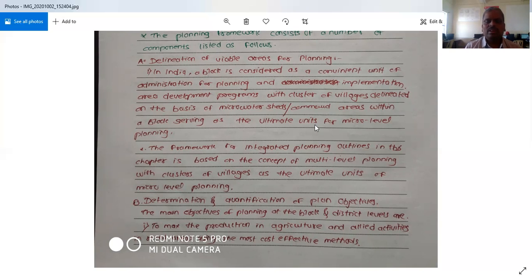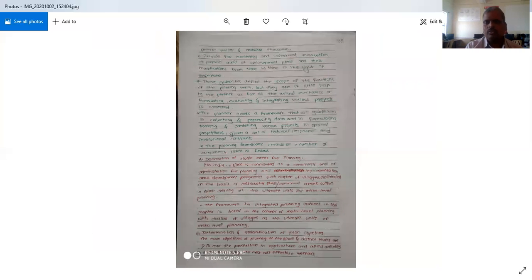Next is the determination and quantification of plan objectives. The main objectives are as follows. First, to maximize the production in agriculture and allied activities by the most effective methods. You have to find how we can increase the agricultural production as well as the allied activities in such a way that it is helpful to the overall development of that area.